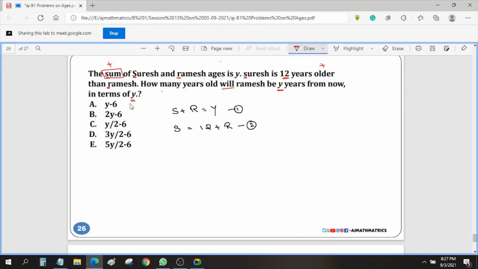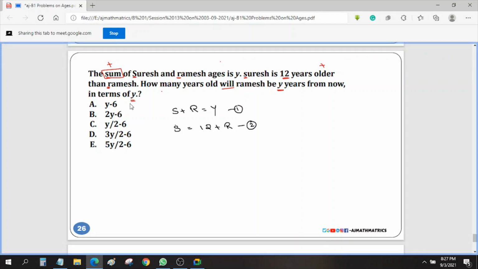See, why are the options in y's? Why are the options with respect to variables? Because according to the basic algebra rule, if we have two unknown variables, we require two equations. But when you observe this, we have three unknown variables. S is one unknown variable, R is one unknown variable, Y is one unknown variable. So three unknown variables are there, but we have only two equations. So mathematically we cannot solve. We didn't get any constant value when you solve this question. We'll get values with respect to the other variable only. So that's why we are going to find the answer in terms of y only.